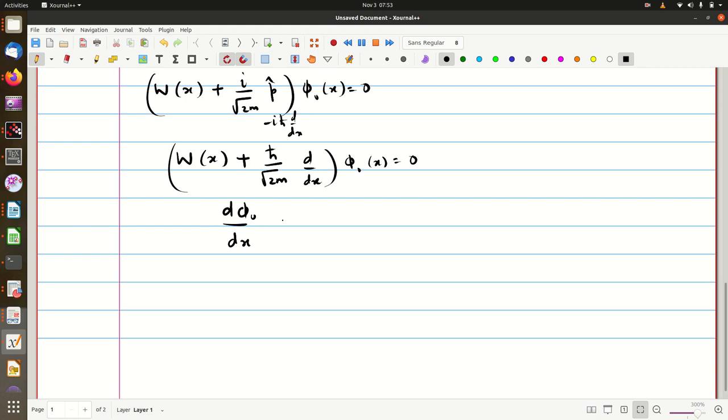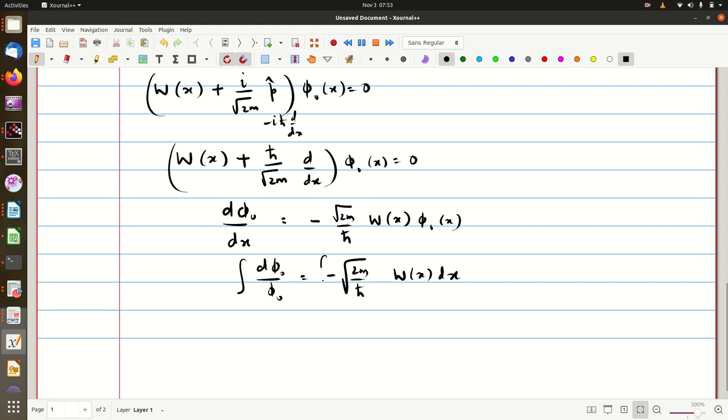Okay, so this is equal to minus root 2m upon h cross times W of x into phi naught of x. So you can see this W of x into phi naught of x I have taken to the other side. So I got a minus sign, and this I multiplied. So I got this. So we can now write d phi naught by phi naught equal to minus root 2m upon h cross W of x dx. Integrating on both sides, you get this.